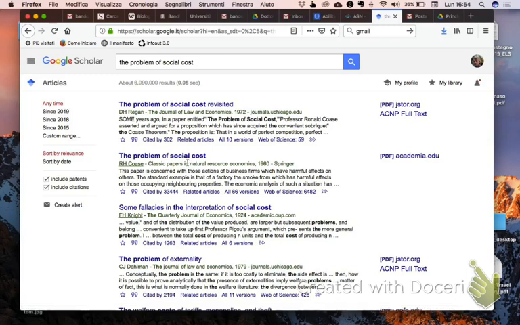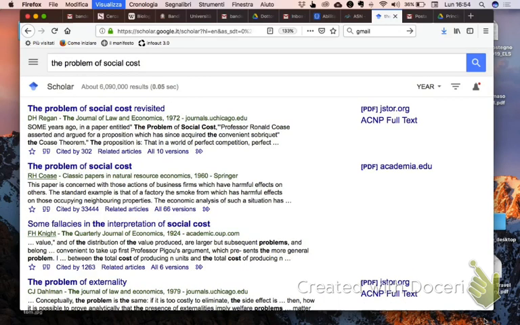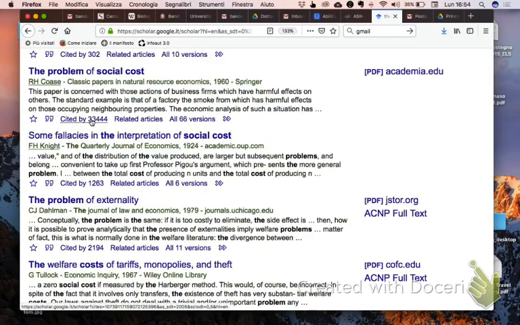The paper I was referring to is this one, The Problem of Social Cost. It was published in 1960, and as you can see, I use now Google Scholar. As you can see, this paper had more than 30,000 citations, which is a huge number. It was heavily criticized, but also praised. And it was very, very much influential. And it is not technical. You can read it very easily.